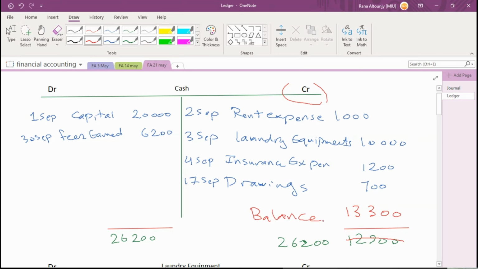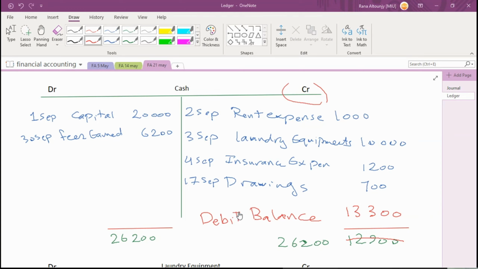This one, when we add it, we call it balance. And because the debit side is higher than the credit side, it will be a debit balance. Okay?